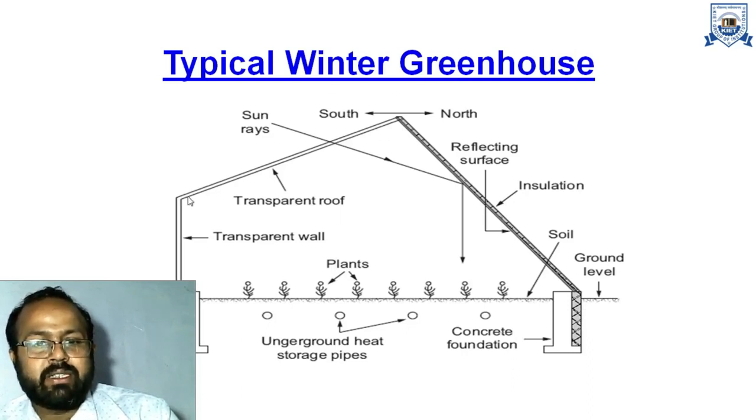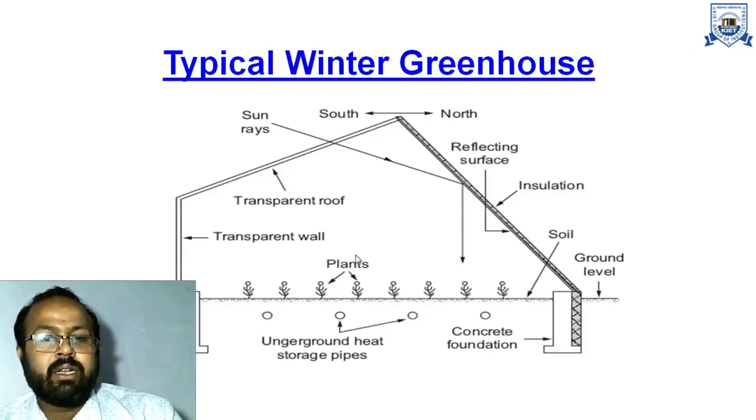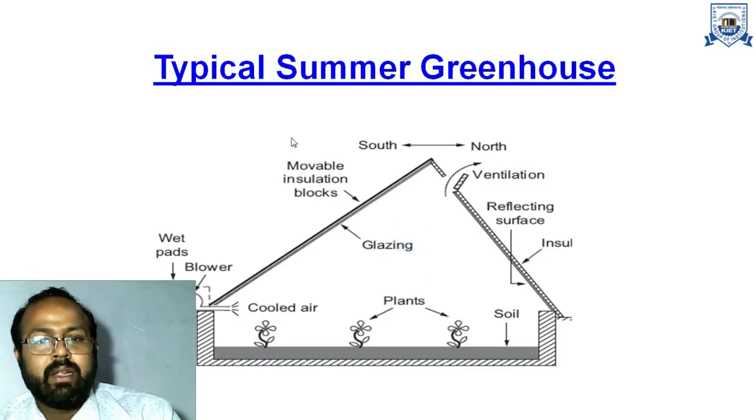In the winter greenhouse, this is the glazing, and we cover it with this type of glazing, so the ambient temperature in the solar greenhouse is maintained, and it is a feasible condition for growing plants. In the summer greenhouse we have to maintain the inner space, so we use ventilation and a blower for cool air.